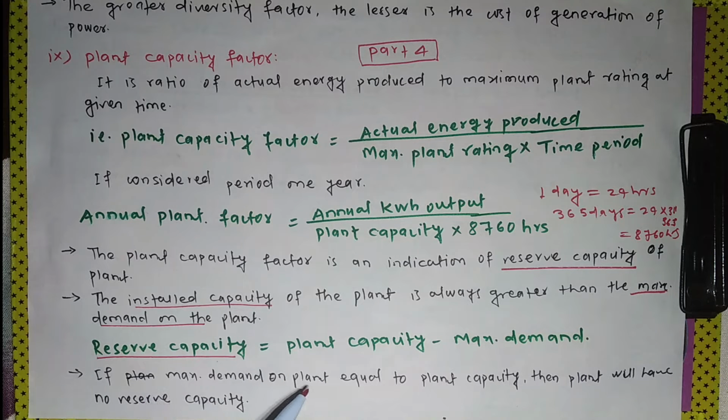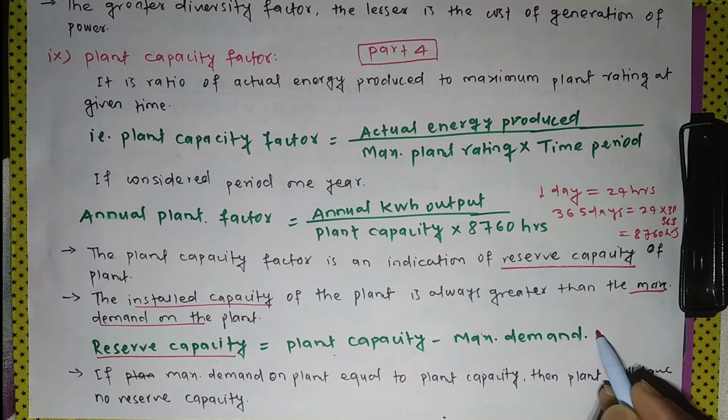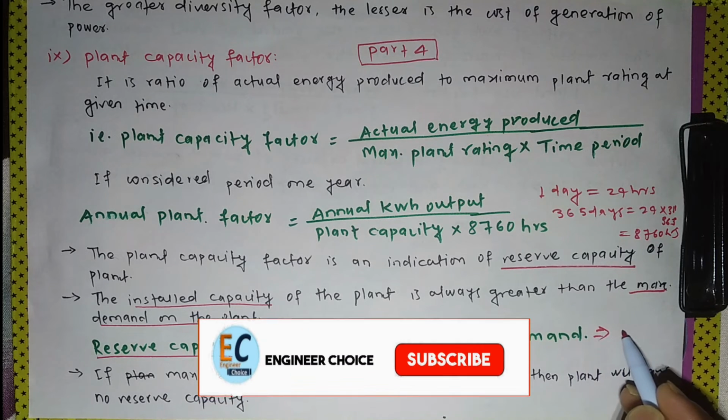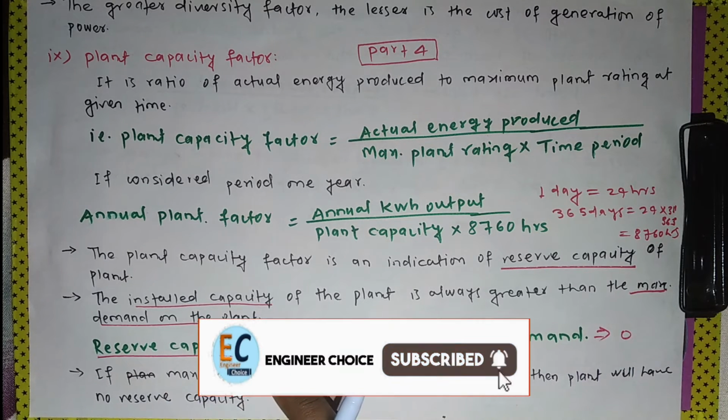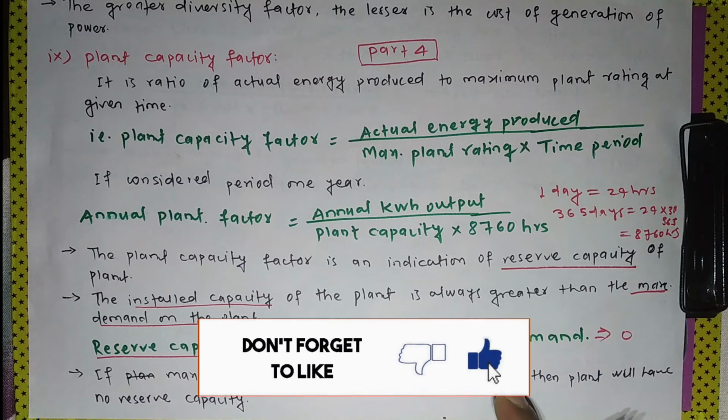And if the maximum demand on the plant is equal to the plant capacity, then the plant will have no reserve capacity. From this equation we can see, if these two values, maximum demand and plant capacity, become equal, then there will be 0 value of reserve capacity. That is, no reserve capacity of a plant.